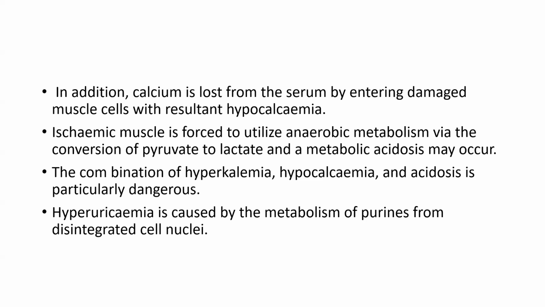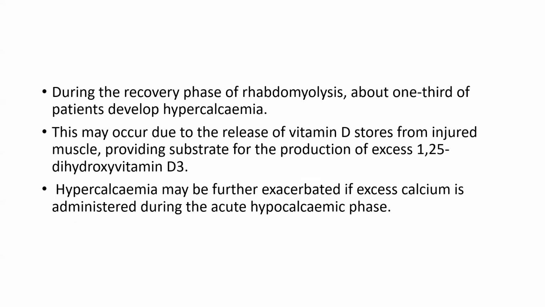Ischemic muscle is forced to utilize anaerobic metabolism via conversion of pyruvate to lactate, and that results in metabolic acidosis. The combination of hyperkalemia, hypocalcemia, and acidosis is particularly dangerous. Hyperuricemia is caused by the metabolism of purines from disintegrated cell nuclei. During the recovery phase of rhabdomyolysis, about one-third of patients develop hypercalcemia. This may occur due to release of stored vitamin D from the injured muscle, providing substrate for production of excess 1,25-dihydroxyvitamin D. Hypercalcemia may be further exacerbated if excess calcium is administered during the acute hypocalcemic phase.